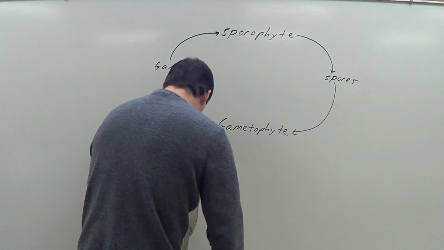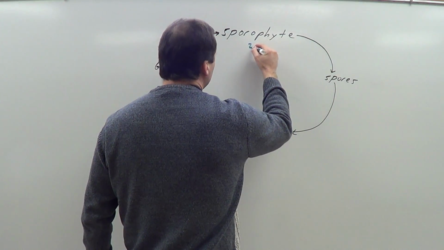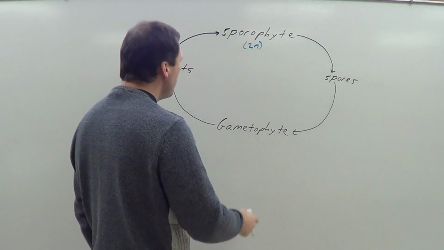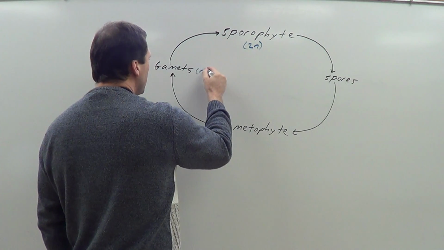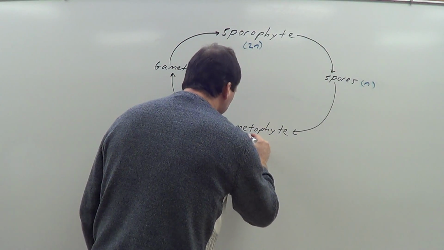Now, sporophyte is going to be 2N. It means it has two of each type of chromosome, two sets of chromosomes, and everybody else is going to be haploid. So they all contain one set of chromosomes.